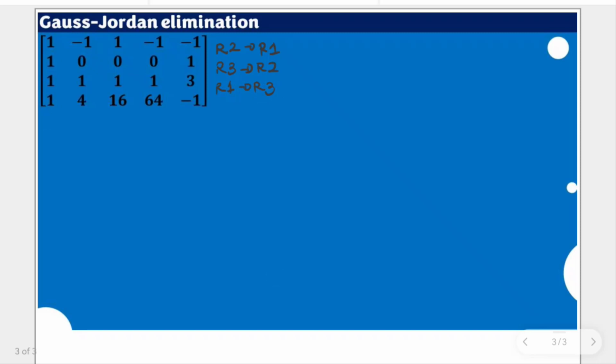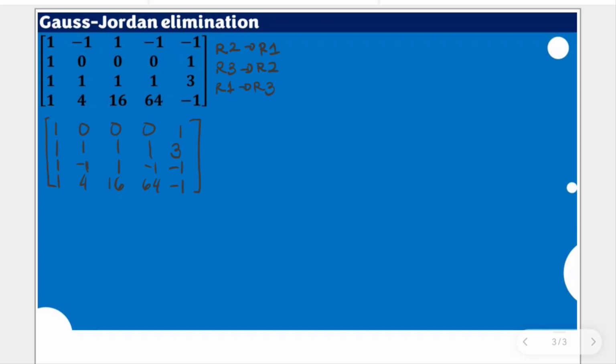In short, I have here this version of this augmented matrix. We have 1, 0, 0, 0, 1. Row 2 becomes row 1: 1, 1, 1, 1, 3. Row 3 becomes row 2: 1, negative 1, 1, negative 1, negative 1. Row 1 becomes row 3. And row 4 stays as it is.